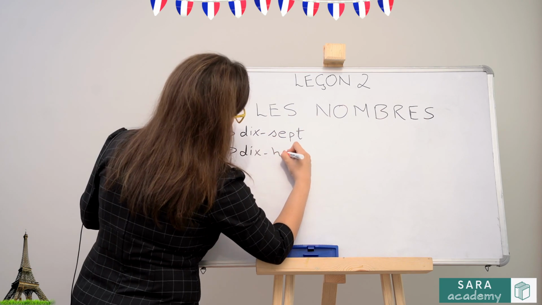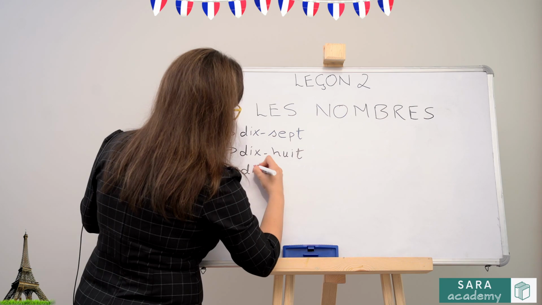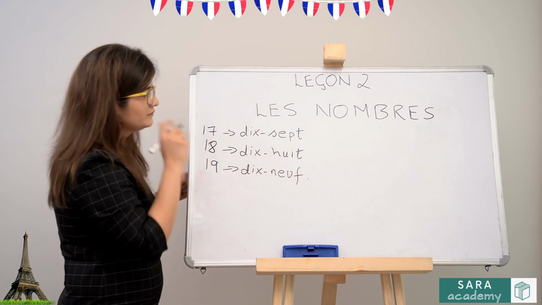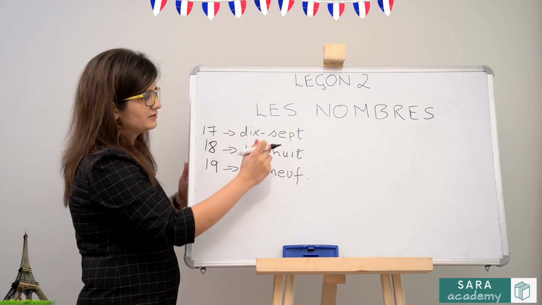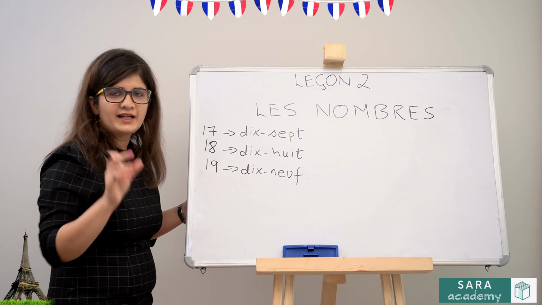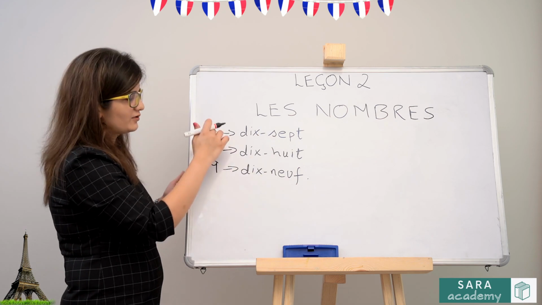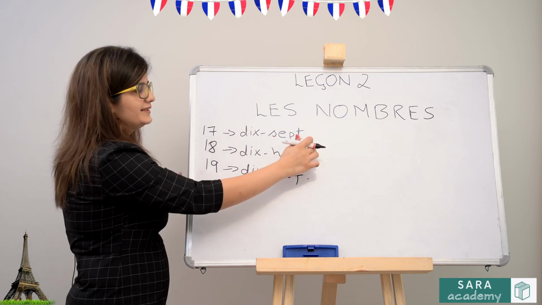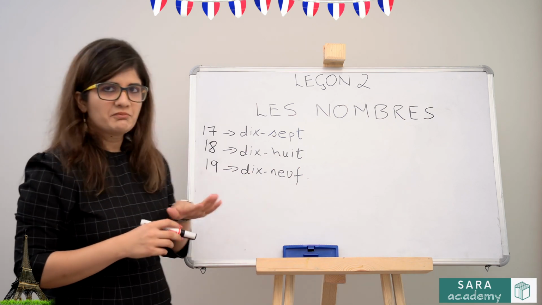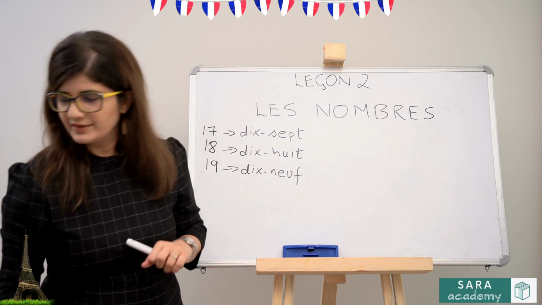So if you noticed, for 17, 18 and 19, which is essentially 10 plus 7, 10 plus 8 and 10 plus 9. It's not like English 17, 18, 19, there are separate words. It's 10 plus 7, 10 plus 8, 10 plus 9. So 17, 18, 19 is dix-sept, dix-huit and dix-neuf. This counting, you have to memorize it along with the correct spellings.